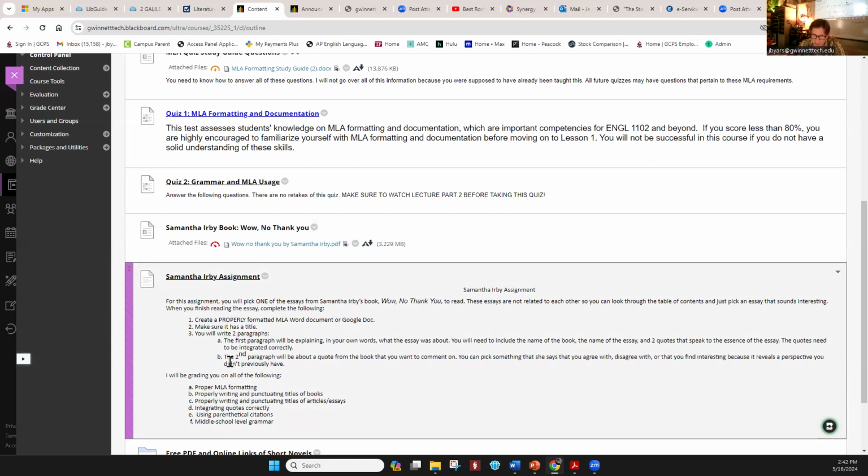The quotes need to be integrated correctly. Don't just present the quotes, talk about them. B, the second paragraph will be about a quote from the book that you want to comment on. You can pick something that she says that you agree with, disagree with, or that you find interesting because it reveals a perspective you didn't previously have, okay?